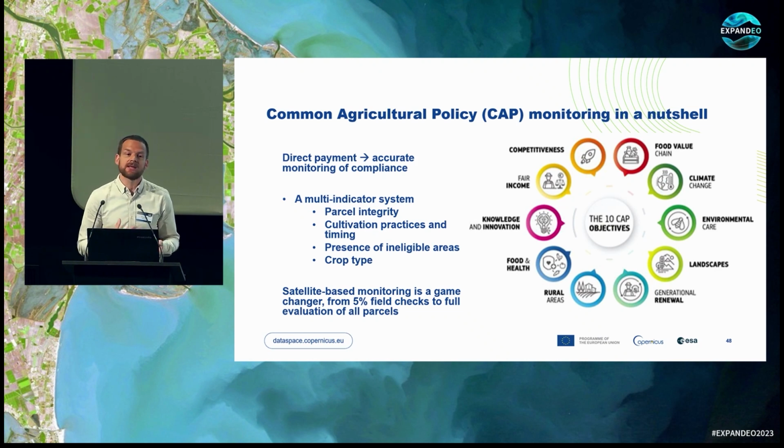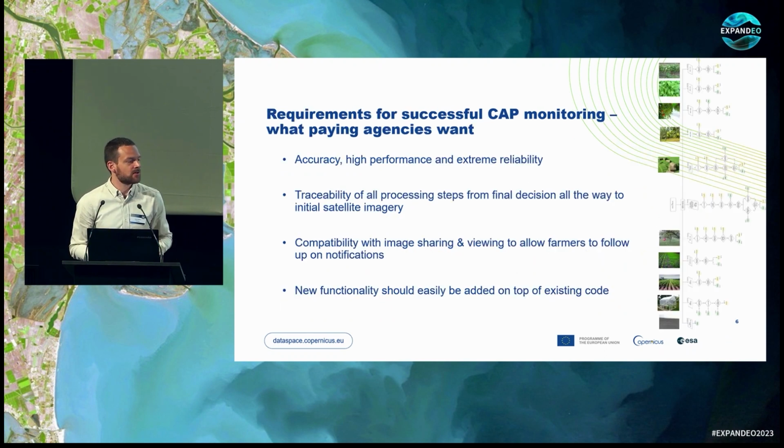But what it actually means in terms of monitoring is that you have a multi-indicator system. For every single parcel, you want to look at the shape of the parcel, whether it's correct as the farmer claimed it. You want to look at the cultivation practices. You want to look at the presence of ineligible areas that are not farmed, and of course the type of crop. And back before the era of satellite monitoring, this was done by field checking 5% of the plots, more or less at random. So when satellite imagery came in as a solution to this, and all of the parcels were checked in a way, that was already a game changer.